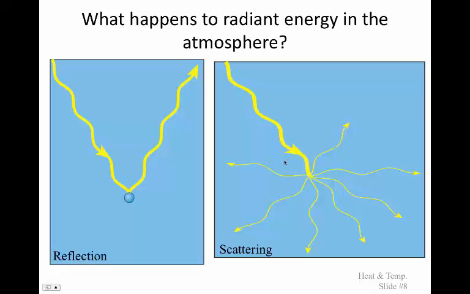The other thing that can happen in the atmosphere is scattering, where radiant energy, like a sun ray, will come in and hit something in the atmosphere, maybe some particulate matter that has an uneven surface, and then the energy will scatter in all directions, where some of it will hit the Earth's surface and some of it will go back out into space.